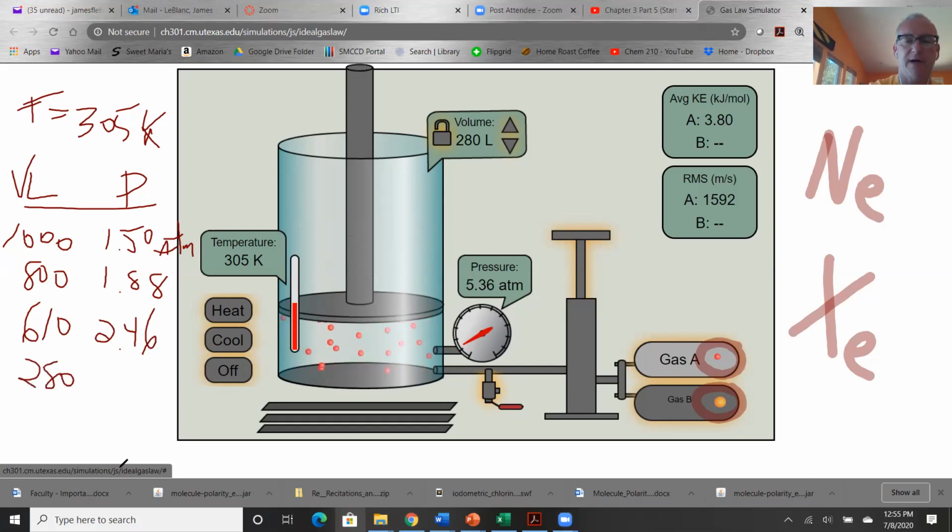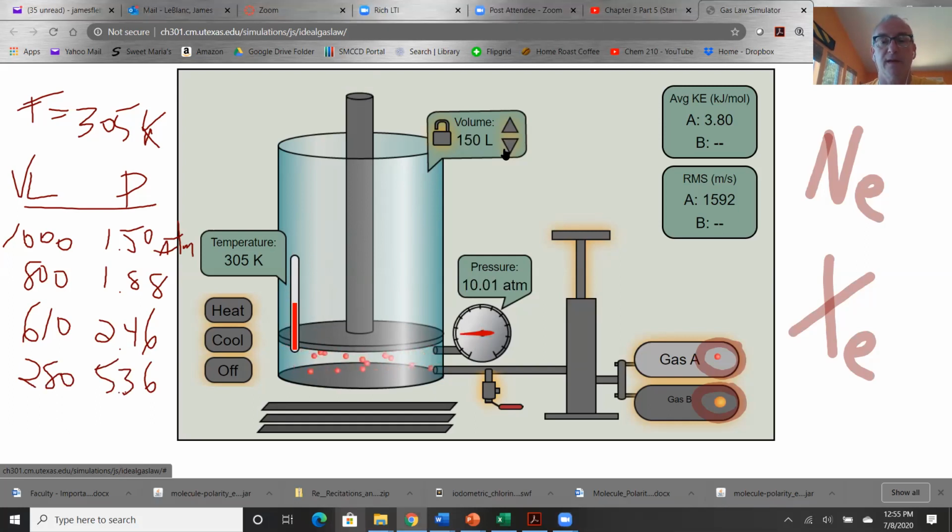280 liters, I've got a pressure of 5.36. And you can use 5, you can use 6. I think it's recommended you use at least 5, but you can do more. You can take more data points. The more data points you take, the better your graph is going to be. I recommend 5, but you can do more. You can do 10 if you want.